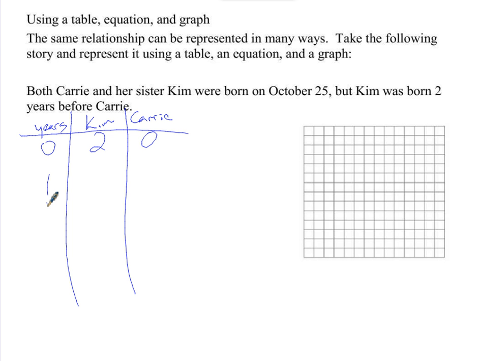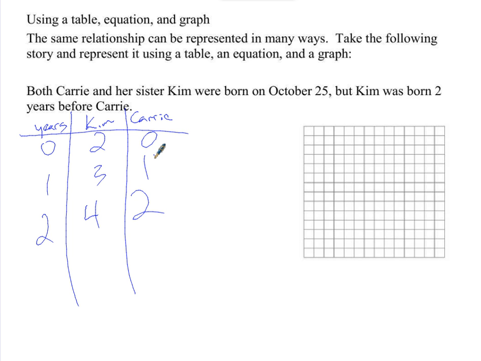In year 1, how old was Kim? In year 1, 3. How old was Carrie? 1. In year 2, how old was Kim? How old was Carrie? Okay, do you see how that's working? Okay. Kim's always going to be older than Carrie by how much? 2 years, no matter what. So that is how you could represent this using a table. How many years have gone by? How old is Kim? How old is Carrie?